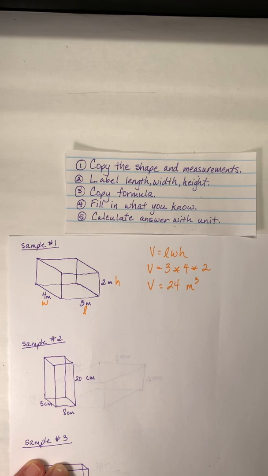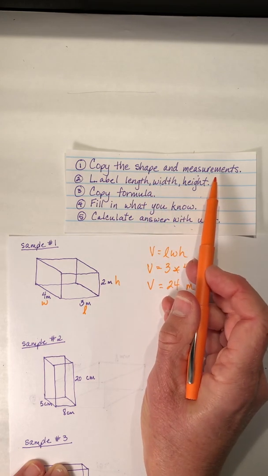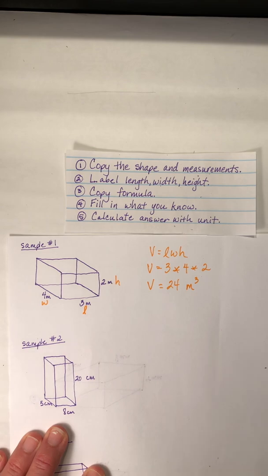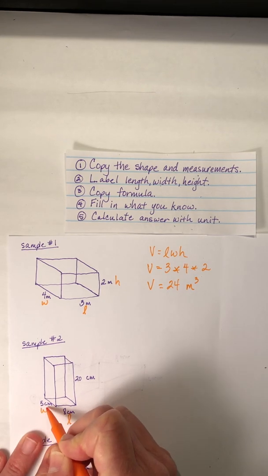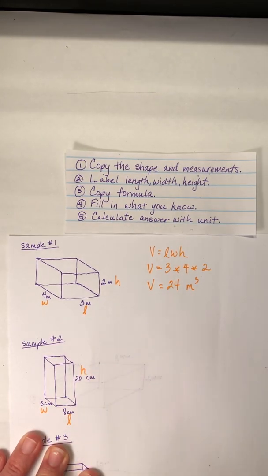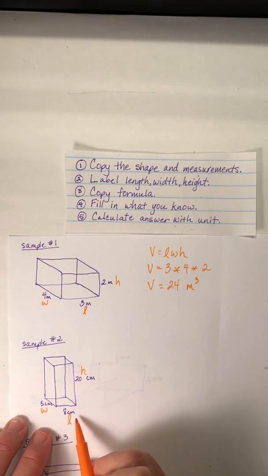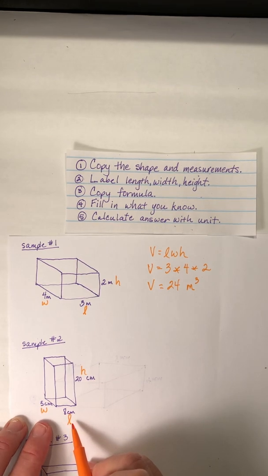All right, let's look at the next one. So we're going to copy the shape and the measurements. Step 1, and you can go ahead and do that on your paper. Please label it sample number 2. We're going to label the length, the width, and the height. And honestly, if you're saying to yourself, how do I know which is the length and the width? It doesn't matter. It really doesn't.